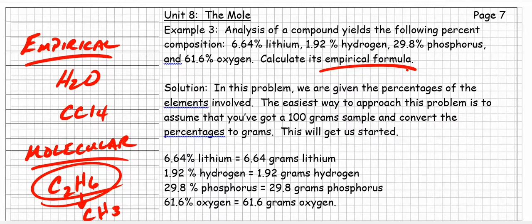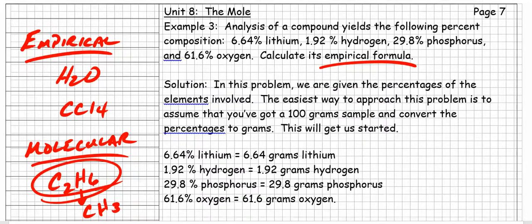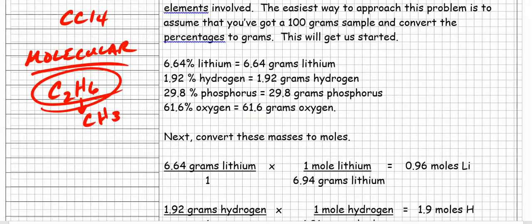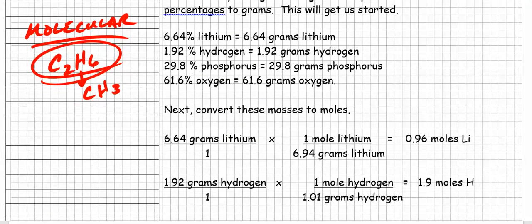So the easiest way to approach this problem is to assume that you've got 100 grams. Okay, just make the assumption you've got 100 grams of the sample and convert the percentages to grams. This will get us started. So for example, 6.64% lithium, if you've got 100 grams, is the equivalent of 6.64 grams. 1.92% hydrogen is 1.92 grams of hydrogen. 29.8% phosphorus is 29.8 grams of phosphorus, and 61.6% oxygen is 61.6 grams of oxygen. So we'll just make that assumption. Can I make that assumption? Sure I can, right?